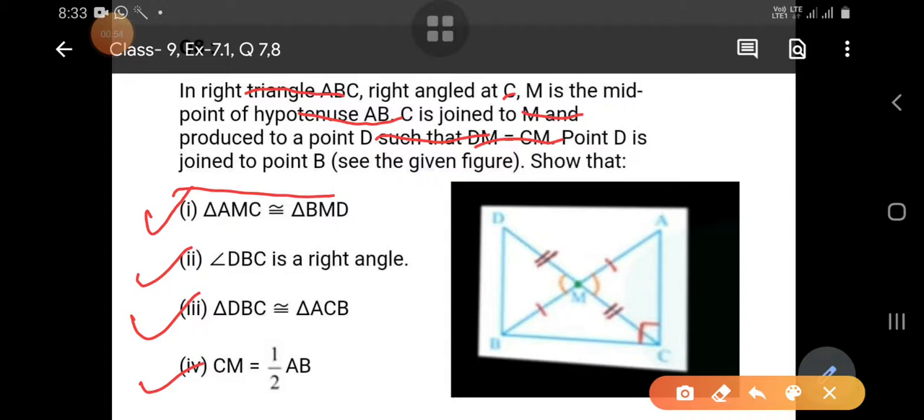Now see what conditions are given here. ABC is a triangle and C is the right angle, that means it is 90 degrees. M is the midpoint. Since this point is the midpoint, BM is equal to AM.